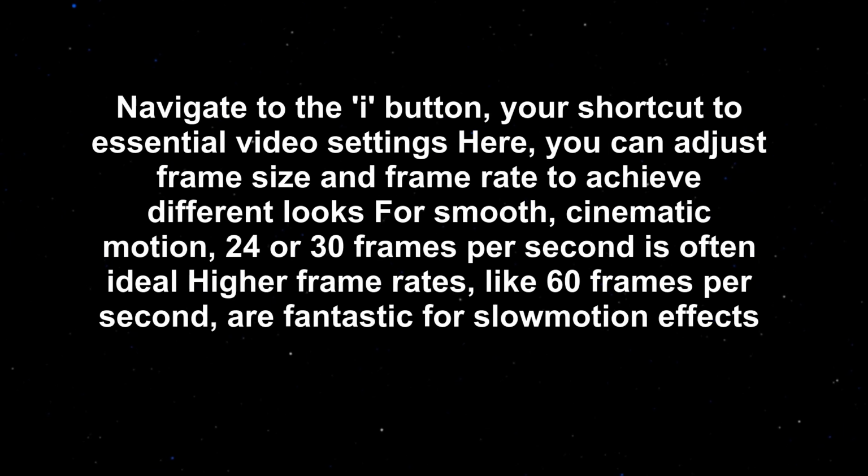Navigate to the Add button, your shortcut to essential video settings. Here, you can adjust frame size and frame rate to achieve different looks for smooth cinematic motion. 24 or 30 frames per second is often ideal. Higher frame rates, like 60 frames per second, are fantastic for slow motion effects.